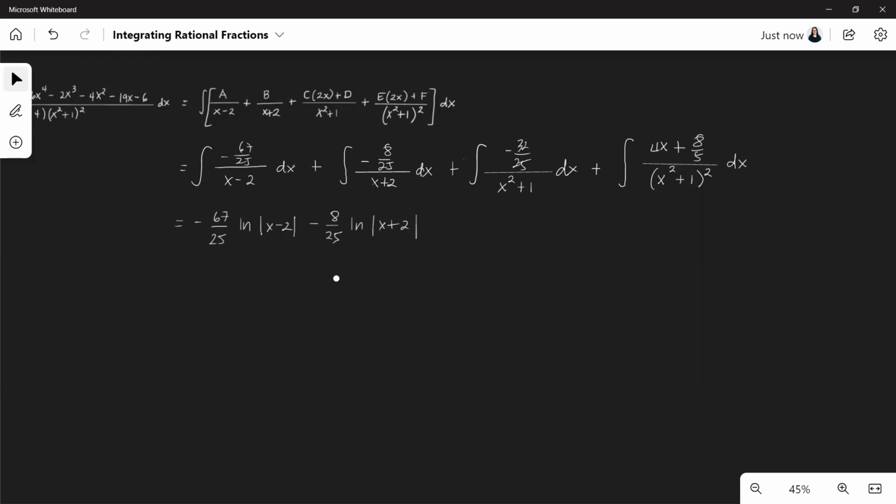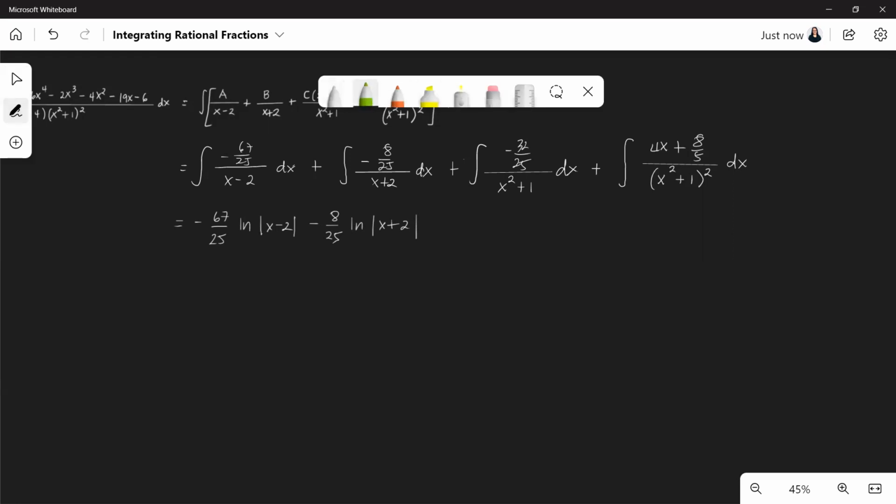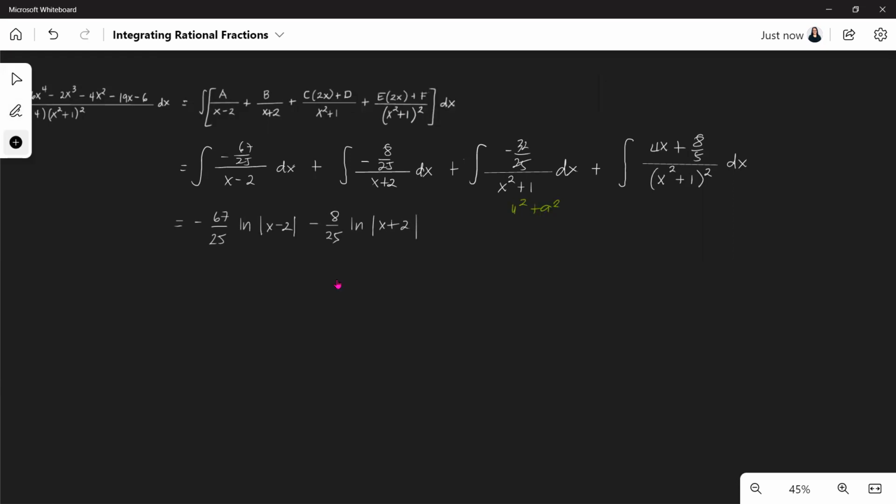And then x squared plus 1 is in the form u squared plus a squared, as mentioned earlier. So we'll use 1 over a times arctangent of u over a, and a is just equal to 1. So that's minus 32 over 25 arctangent of u over a. U is x and a is 1, so basically it's just arctangent of x.